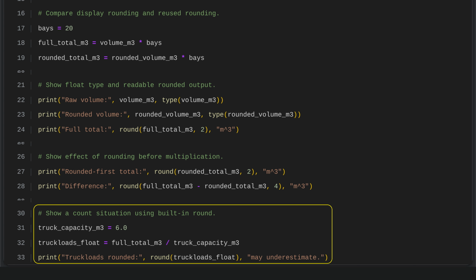Then the total volume is divided by that capacity to estimate the required number of truckloads. The result may be a decimal, so it is rounded to the nearest whole number before printing. However, rounding can underestimate the need because a partial truckload may still require an additional truck.